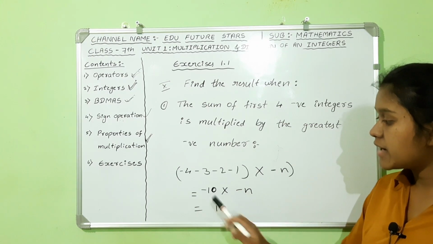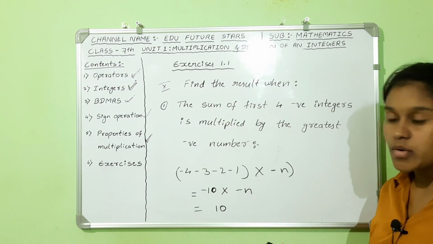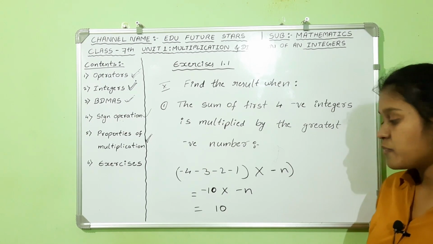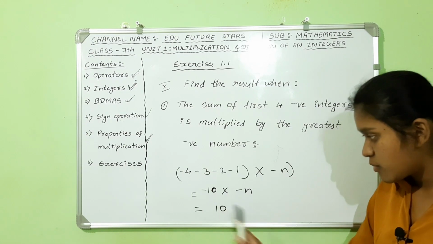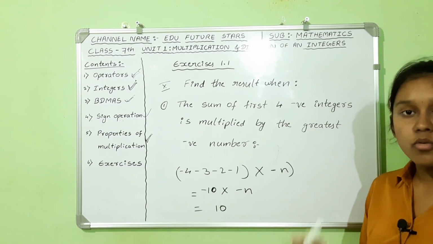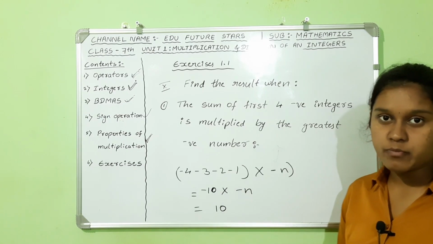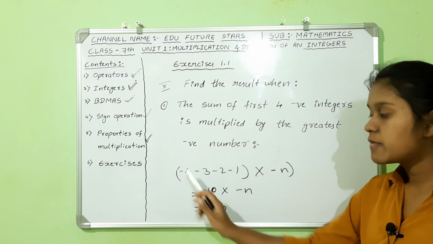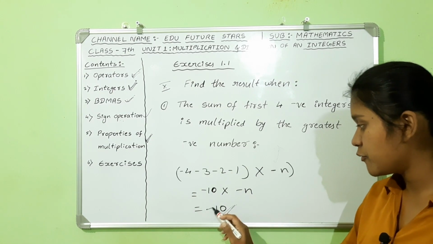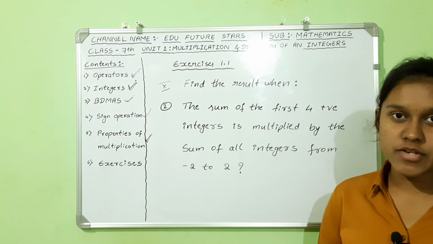So I am going to multiply negative 10 into negative n. Okay, so here negative into negative is what? Obviously it will become positive, right? So negative into negative becomes positive, so 10. Our answer is 10. We don't know the greatest number, that's why we are just multiplying the negative sign to the sum of these 4 numbers. Okay, so we got the positive value. Getting it?